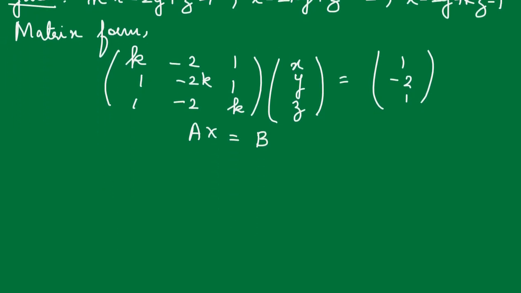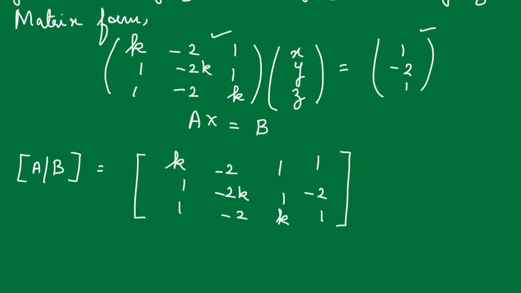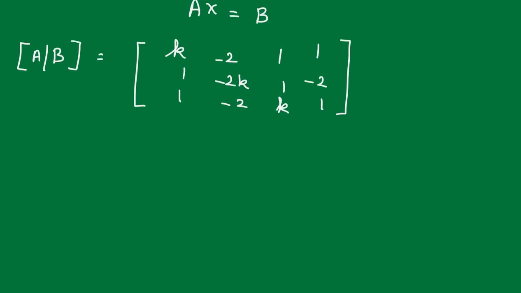In the rank method, we write the augmented matrix [A|B], which is equal to the A matrix: k, minus 2, 1; 1, minus 2k, 1; 1, minus 2 and k. Along with this, we combine the B matrix, that is 1, minus 2 and 1. Now we are going to bring this matrix into echelon form.